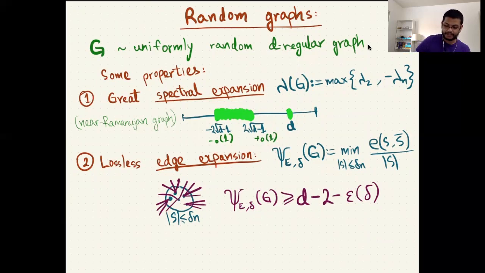A second property is random graphs also have near perfect edge expansion, where the edge expansion for sets of size delta n is defined to be the set S such that the number of edges leaving the set is as small as possible. As you can see, the edge expansion of any set is bounded by at most d, whereas random graphs nearly achieve that bound. In particular, the edge expansion of a random graph for sets of size delta n is d minus 2 minus some quantity epsilon, which depends on delta.